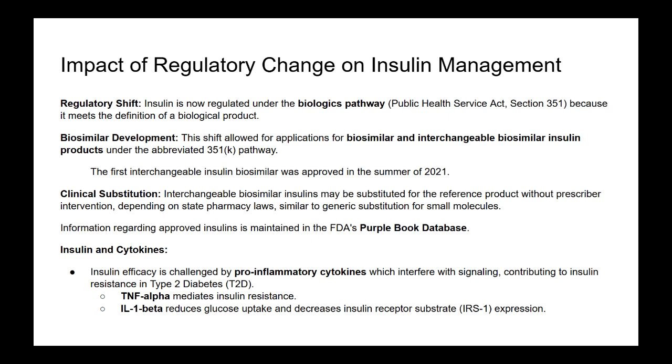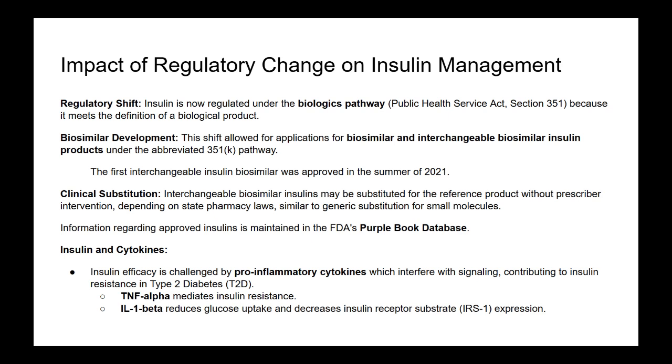Negative regulators, such as pro-inflammatory cytokines, play a significant role in the development of insulin resistance in individuals with type 2 diabetes. Many inflammatory cytokines directly interfere with insulin signaling pathways. For instance, tumor necrosis factor alpha functions as a mediator of insulin resistance by partially obstructing insulin action through direct effects on the insulin signaling process.